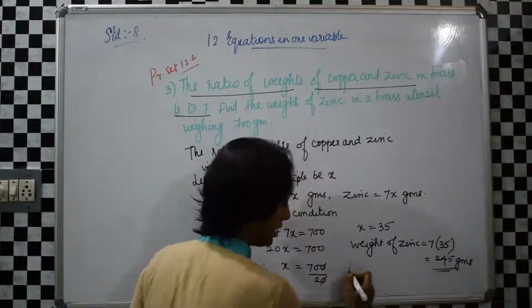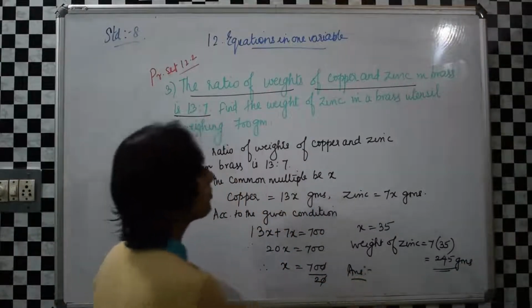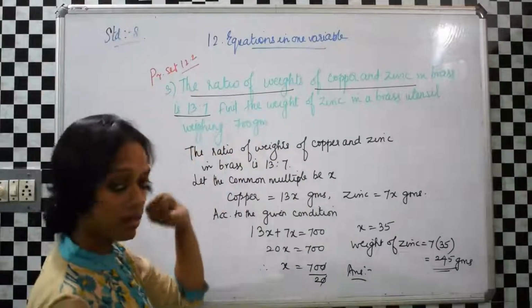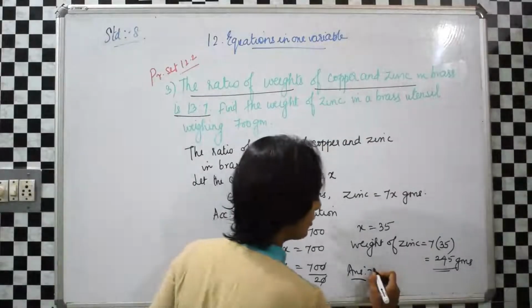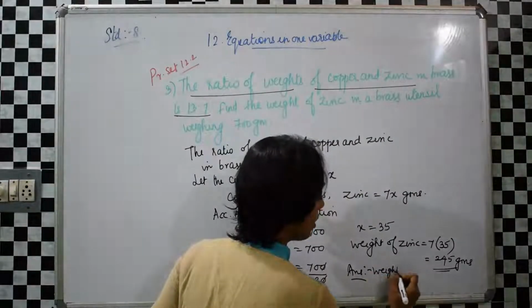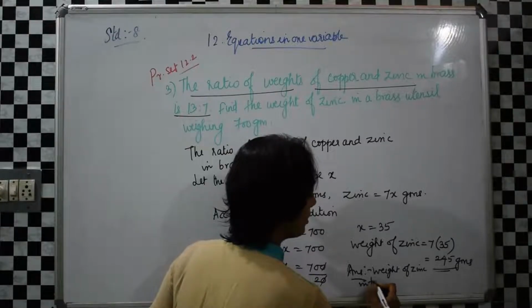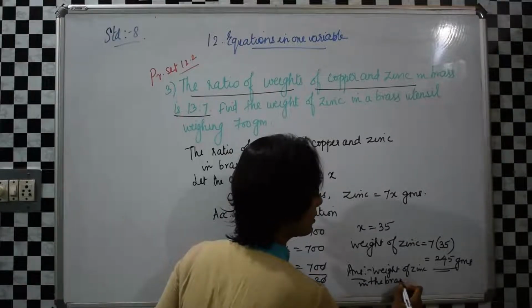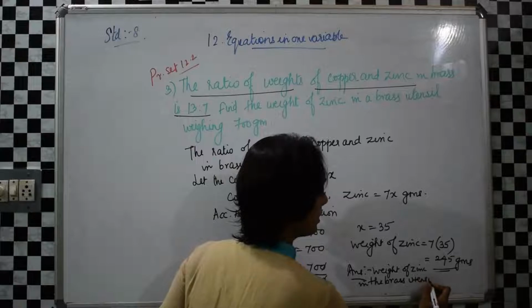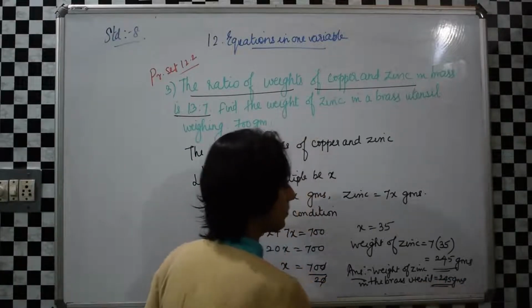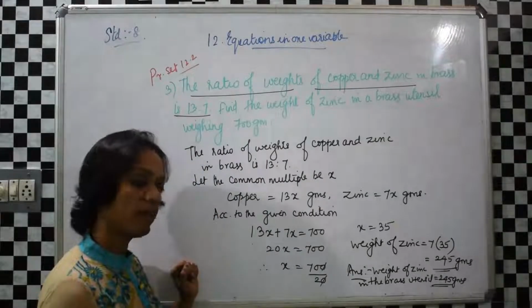So you have to write the final answer. Find the weight of zinc in a brass utensil weighing 700 grams. So I'll write here, weight of zinc in the brass utensil is equal to 245 grams. So this is your final answer.